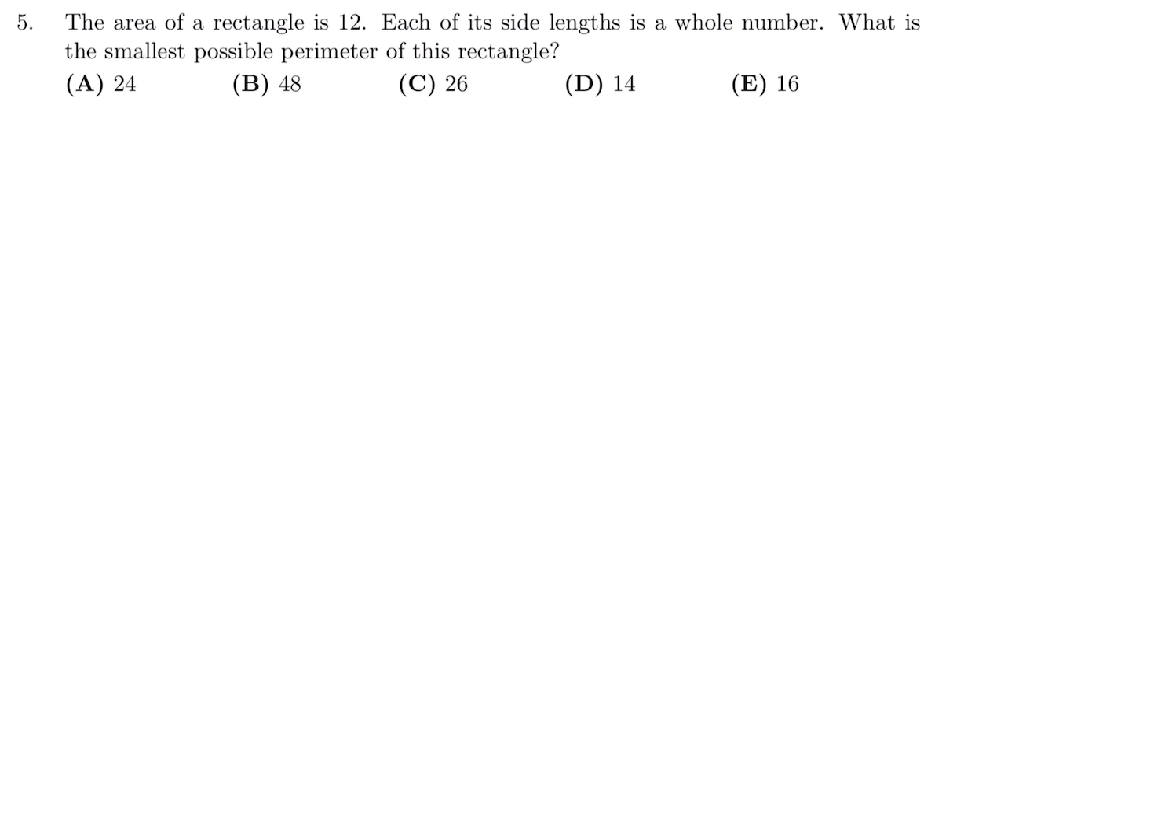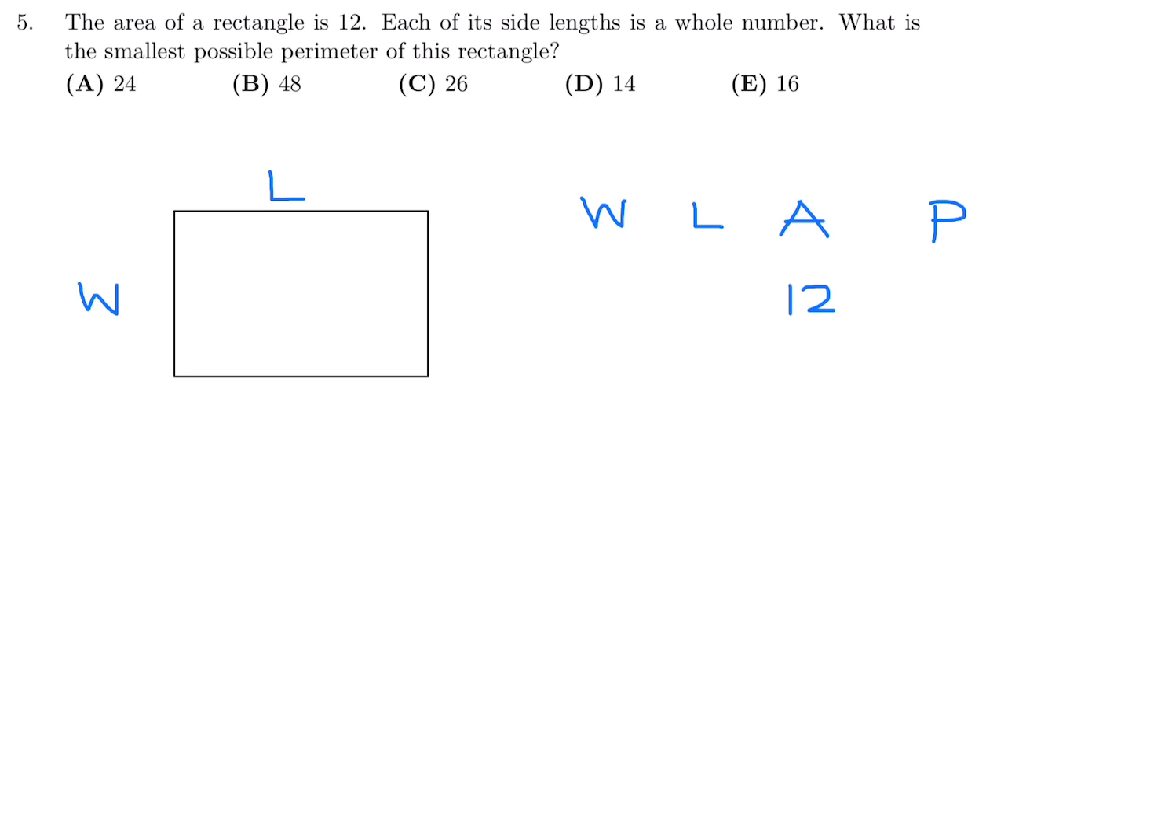The area of a rectangle is 12. Each of its side lengths is a whole number. What is the smallest possible perimeter of this rectangle? We have some rectangle and we have some, obviously, width and length. And we can just make a very quick table: width, length, area, and perimeter. Now they tell us that the area is 12. So we have to figure out whole number values of W and L.